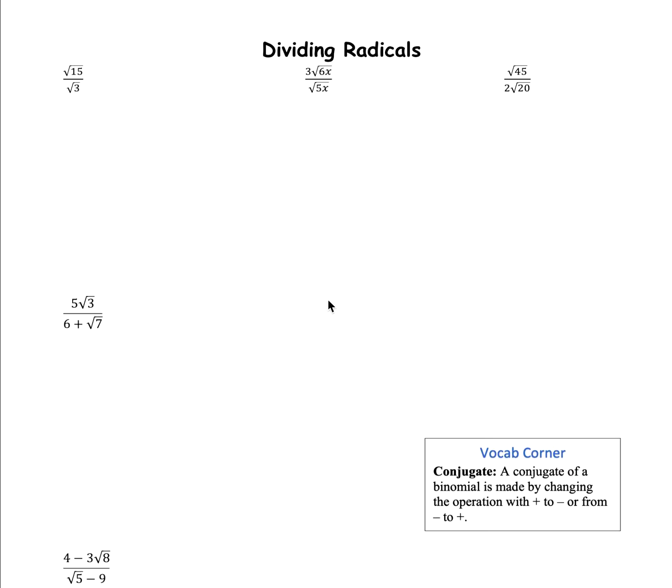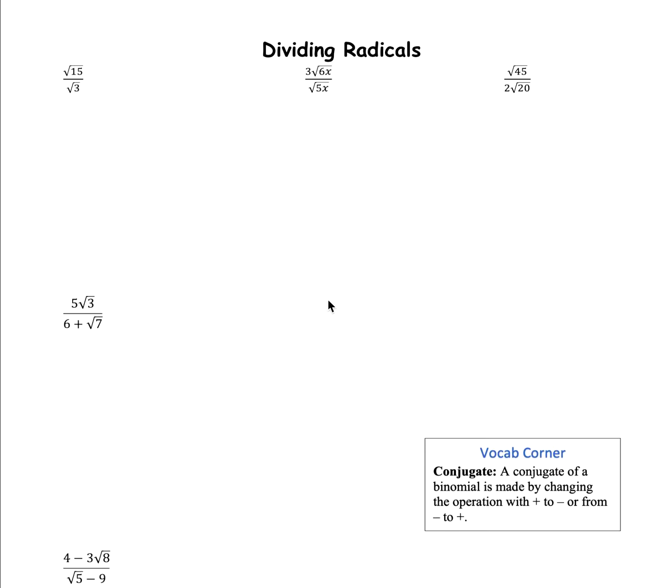When we are dividing radicals, the rule for dividing radicals is we can never have an irrational denominator. We have to always have a rational denominator, never an irrational one. So when you look at radical 15 over radical 3, we have an irrational denominator here.